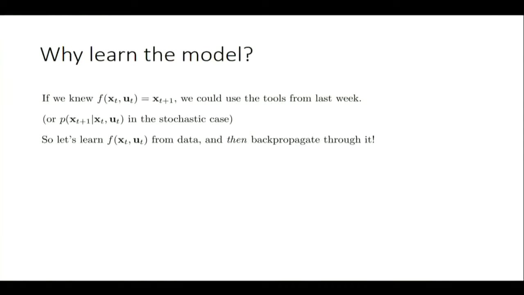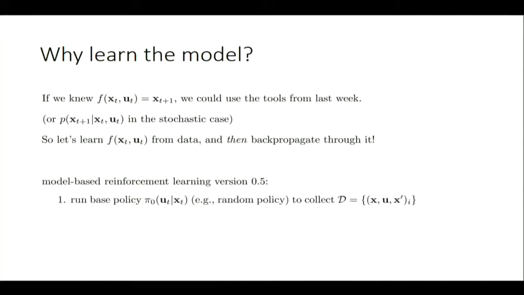So we're going to learn f of x comma u from data, and then if we're in a continuous setting, maybe we're going to backpropagate through it. Maybe we're going to do something like iterative LQR. So here is the version 0.5, the really simple version of model-based RL. Let's have some base policy, maybe just a random policy. Let's run it in our environment, and let's collect a data set of these tuples x, u, and x prime. So we're walking around randomly using our base policy pi 0. We're observing a state, we're observing an action, we're observing the next state, and we're collecting these into our data set.